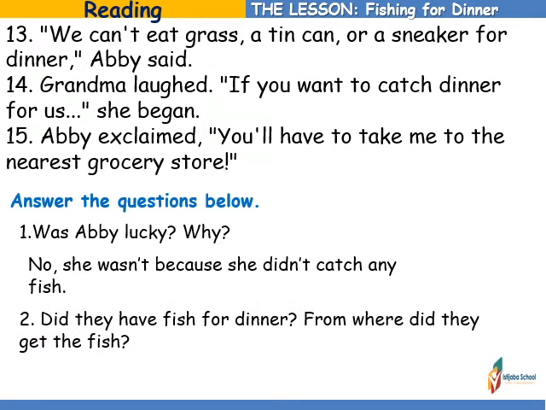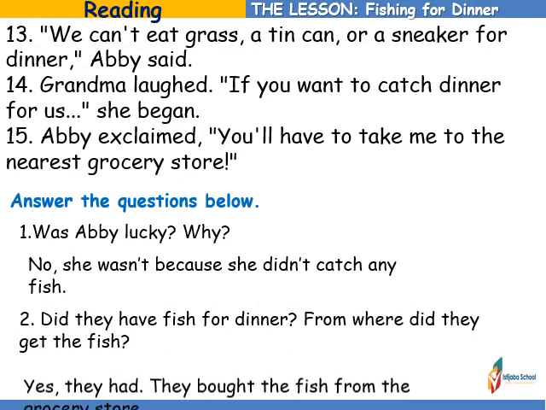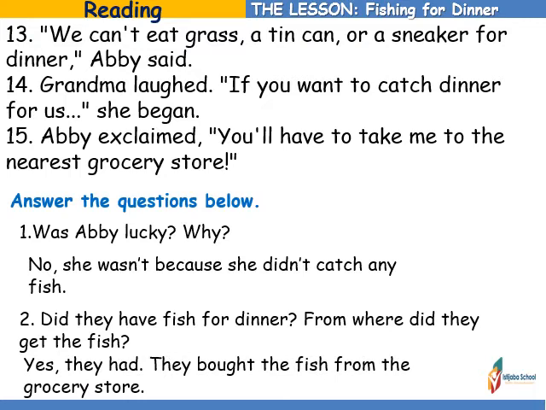Did they have fish for dinner? From where did they get the fish? Yes, they had. They bought the fish from the grocery store. And let me show you the grocery store.